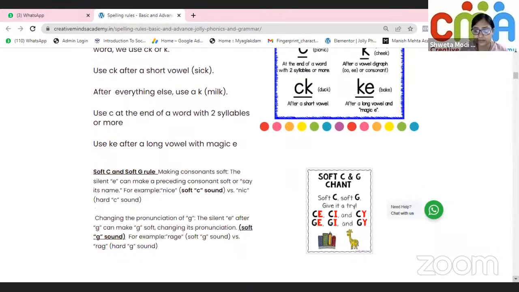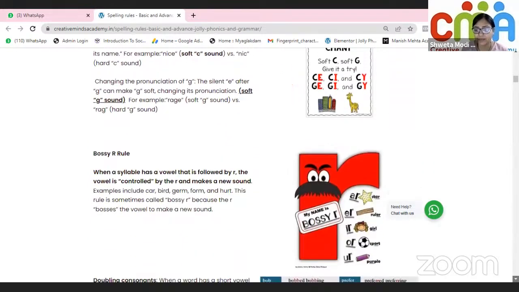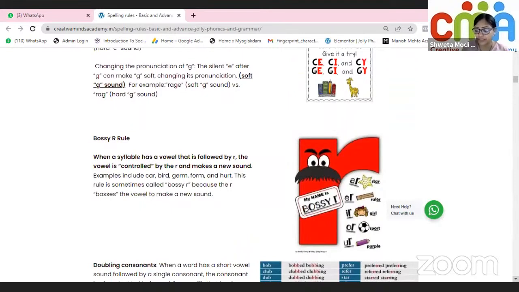Now, soft C and soft G. So C followed by E, I, or Y, and G followed by E, I, or Y. So C becomes "s" and G becomes "j". Okay. And then we have the R rule, which changes the vowel sound. It bosses the vowel sound and changes it.